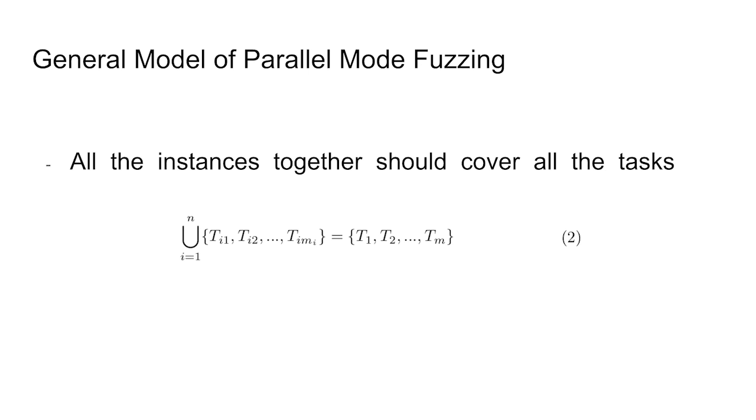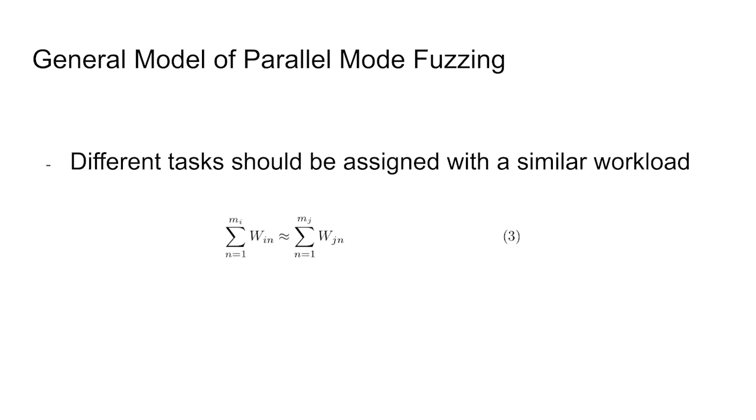The second one is that all the instances together should cover all the tasks. Otherwise, the pursuit of the parallel fuzzing can cause the loss of certain task cases, essentially missing the code that can be covered by those task cases. The last one, different task cases should be assigned a similar workload. Otherwise, a certain instance can receive an underloaded task and end up with plenty of idle cycles, which also harms the concurrency.